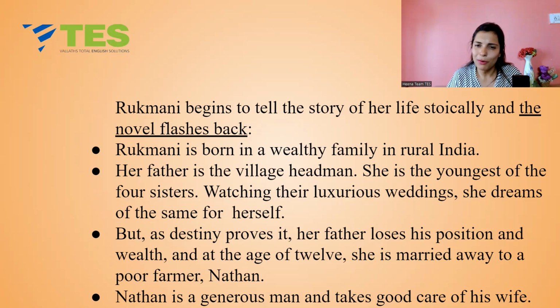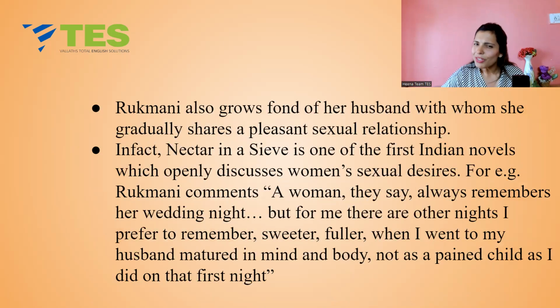But as destiny proves it, her father loses his position and wealth. And at the tender age of 12, Rukmani is married away to a poor farmer or a peasant whose name is Nathan. But luck here is that Nathan is a good guy. Nathan is a generous man who takes good care of his wife. And Rukmani also grows fond of her husband, with whom she gradually shares a pleasant sexual relationship.